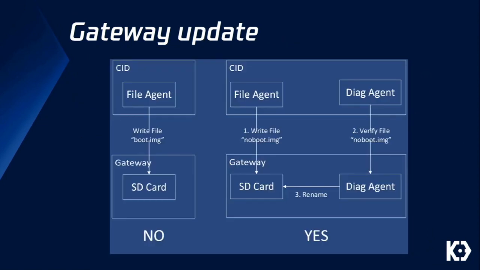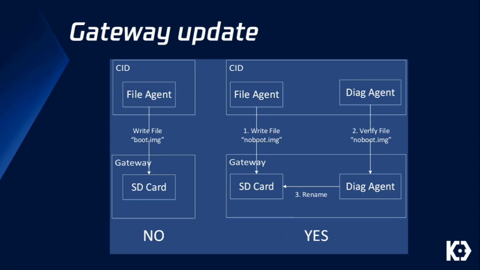So here is the general procedure. You cannot write a boot image directly to the SD card. Instead, the file agent writes a no boot image to the SD card. Second, the diagnostic agent on the CID tells the gateway to check if the no boot image is correct. And the gateway, after checking that the no boot image is signed by Tesla, renames no boot image to boot image.